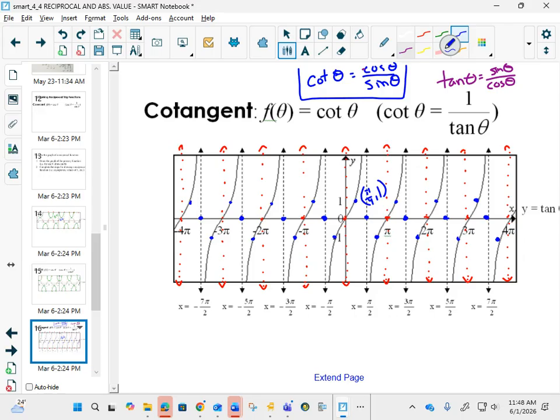With those points and your asymptotes, you have enough to draw your cotangent graph. Your cotangent graph has a very similar shape to your tangent graph. It just is going in the opposite direction.